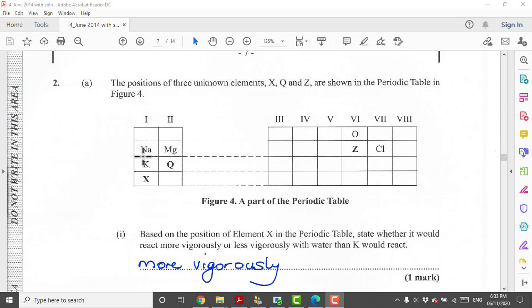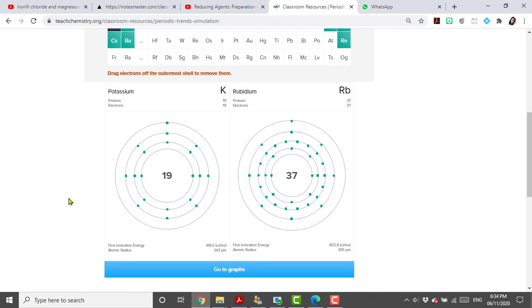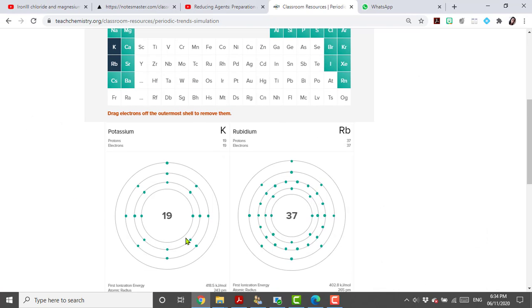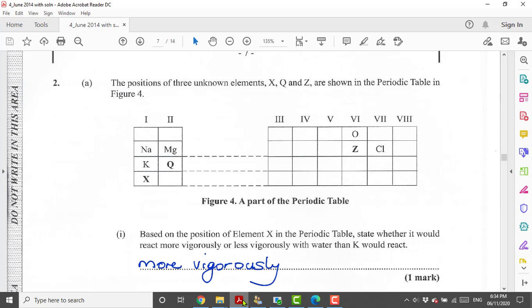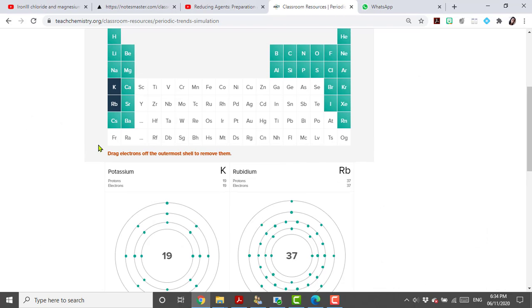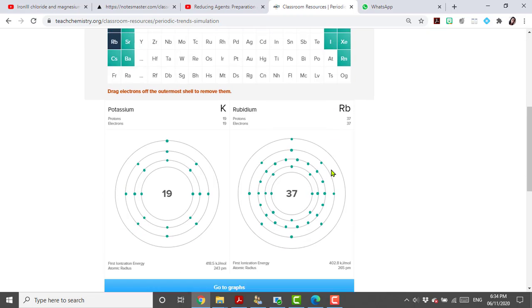All right, so if you look here, X belongs to group 1. All elements in group 1 contain one valence electron. So take a look at it here. Potassium is this one, and X is just under potassium. So if you look here, under potassium, we have rubidium, right?